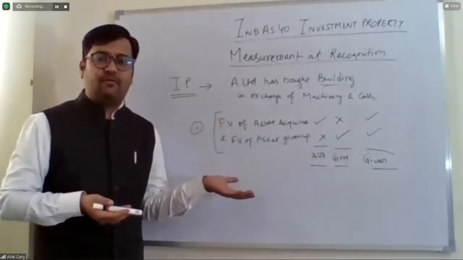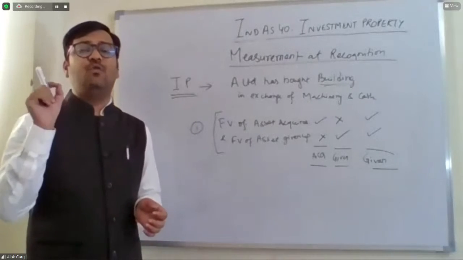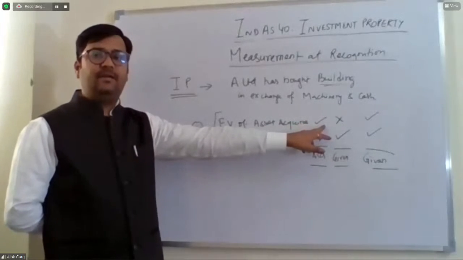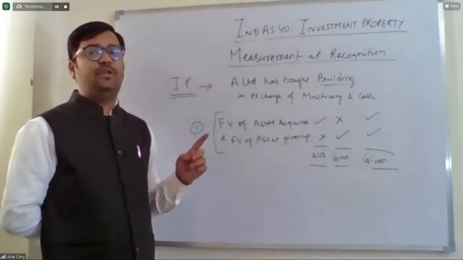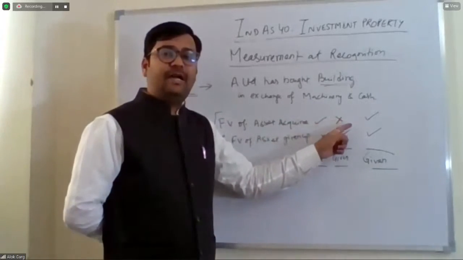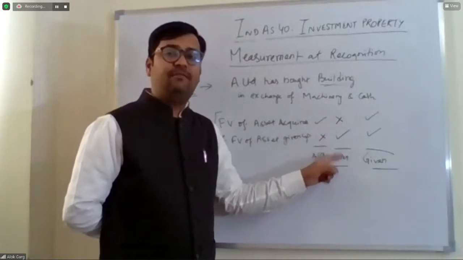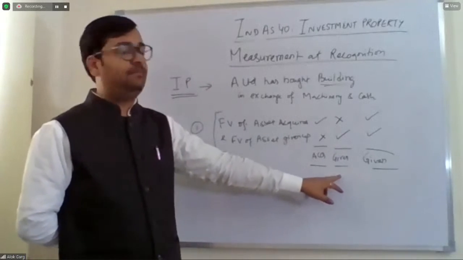Either fair value of asset acquired or fair value of asset given up. You need to see which fair value is more clearly evident. If fair value of asset acquired is there and fair value of asset given up cannot be calculated, then the transaction should be recorded at fair value of asset acquired. If the fair value of asset acquired cannot be calculated reliably, but fair value of asset given up can be calculated, the transaction has to be recorded at fair value of asset given up.